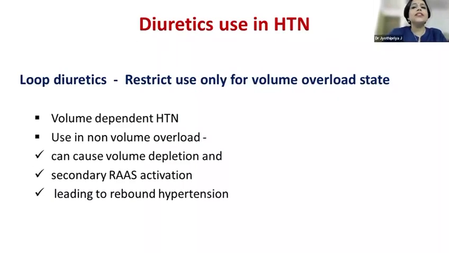Now, second one is the use of diuretics in hypertension. Now, in this scenario, the one important rule is do not use loop diuretics unless there is a volume overload state. So restrict the use only for volume dependent hypertension. So many times I have seen physicians prescribing loop diuretics for controlling the blood pressure without any volume overload. So if you use it in a non-volume overload state, this can lead to volume depletion and secondary RAS activation, and that can lead to rebound hypertension as well.